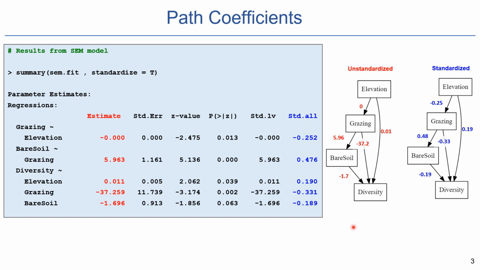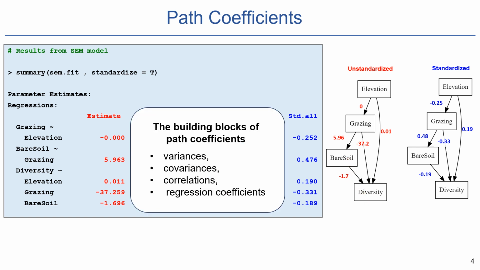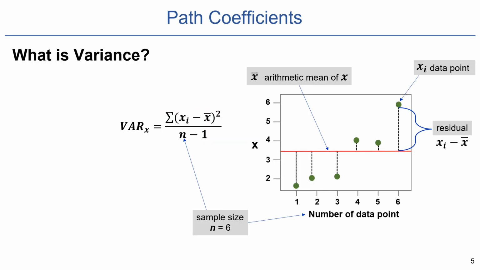So our path coefficients show the relationship among our variables in the model. And in this specific model, these relationships are causal, so they are directed from one variable to another variable. And as you might guess already, the building blocks of these path coefficients are the variances of our variables in the model, the covariances among these variables, the correlations, and the regression coefficients.